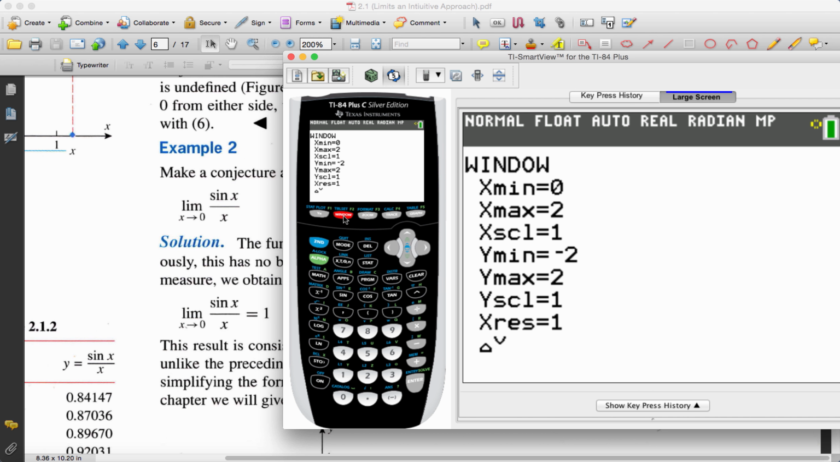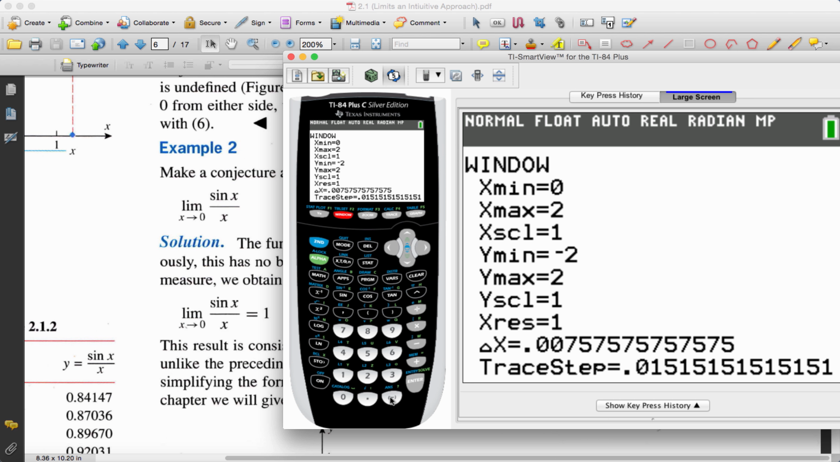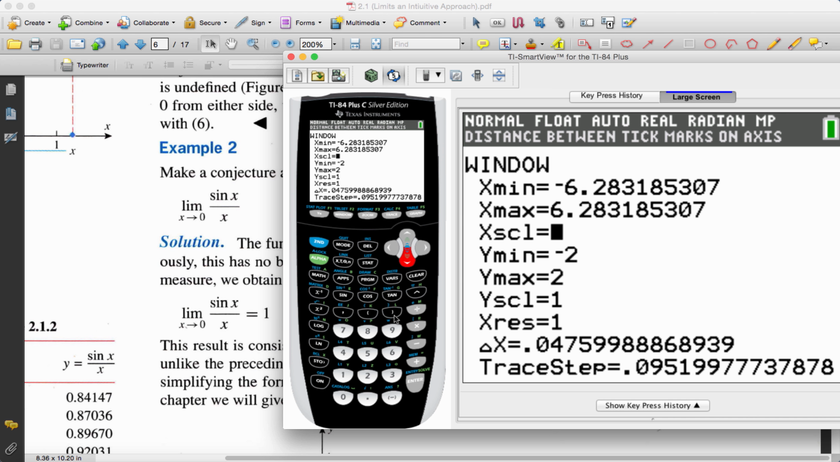So in the window, I'm going to go from negative 2 pi to 2 pi. My x scale will just be 1. My y minimum will be negative 1. My y maximum will be 1. My y scale will be 1. Okay.